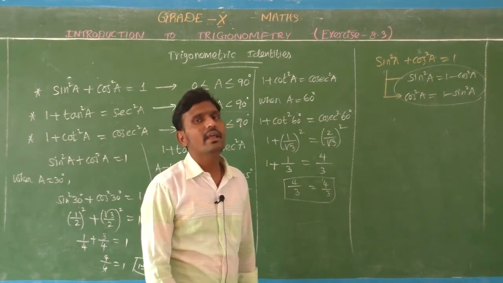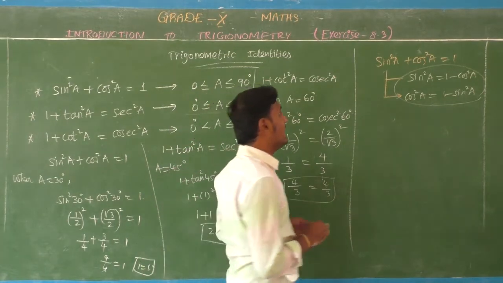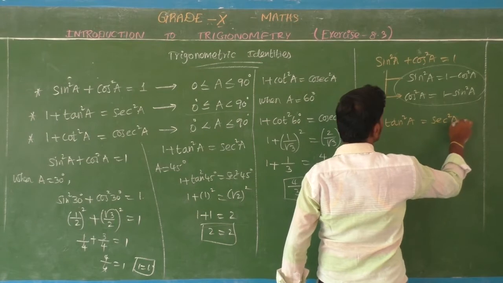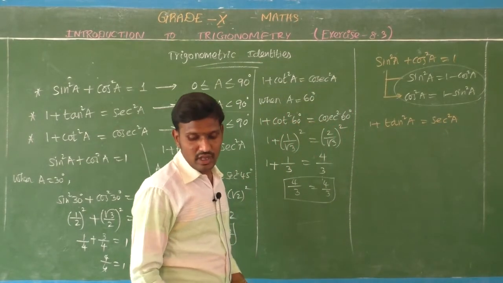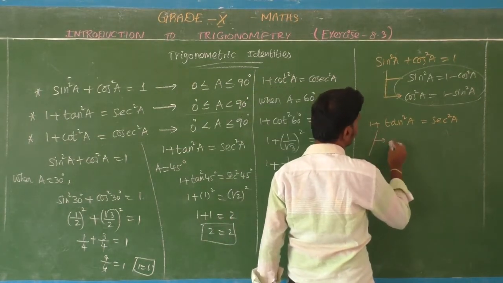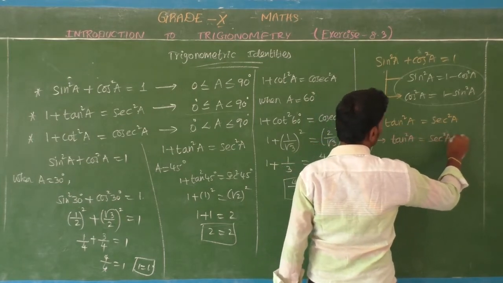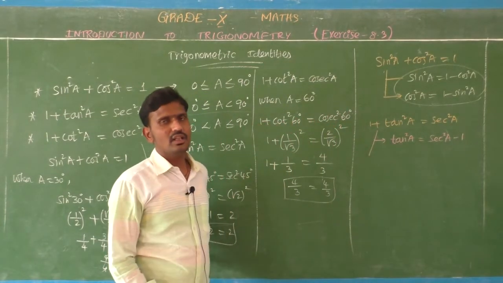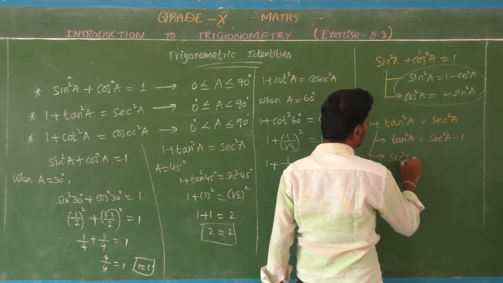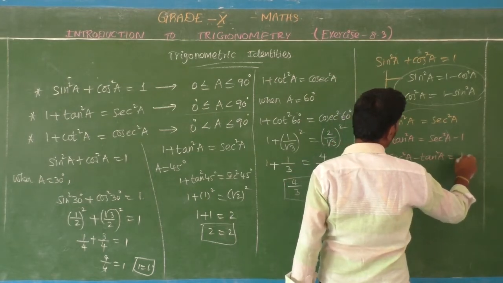So from that main identity sin square A plus cos square A equal to 1, and the next identity is 1 plus tan square A is equal to secant square A. From that identity also I am going to make two more identities. The first one: suppose I need only tan square A, then tan square A is equal to secant square A minus 1. Otherwise, one more identity: secant square A, moving tan square A to that side with a minus, secant square A minus tan square A is equal to 1.